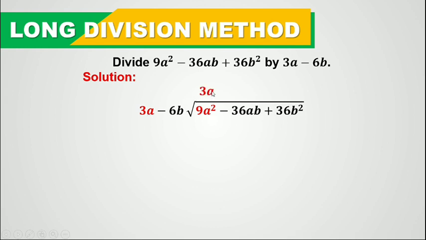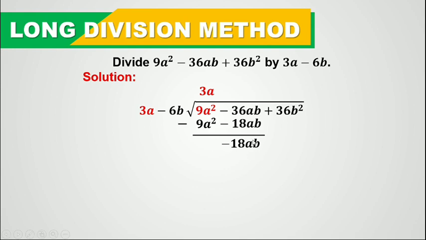And then we're going to multiply the answer by each of the terms of the divisor. So 3a times 3a, that's 9a squared. And then 3a times negative 6b, that's negative 18ab. And then let's subtract them. So 9a squared minus 9a squared, that's 0. Again, we do not need to write that anymore. And then negative 36ab minus negative 18ab, that's negative 18ab.